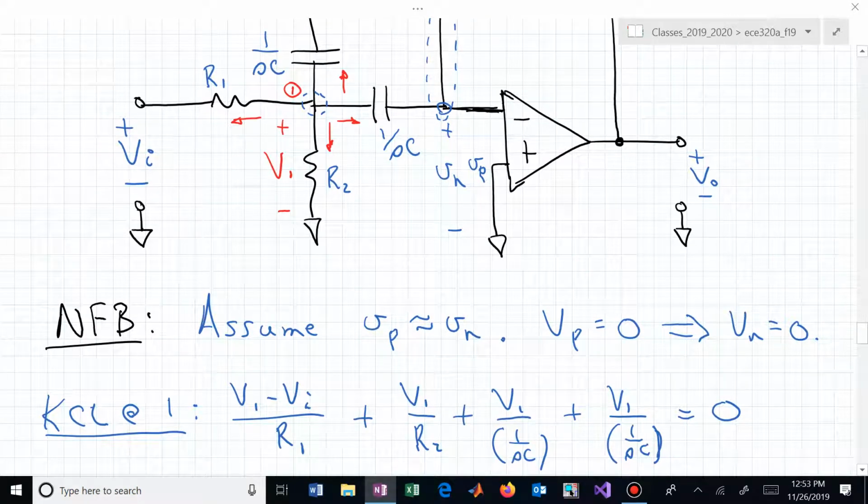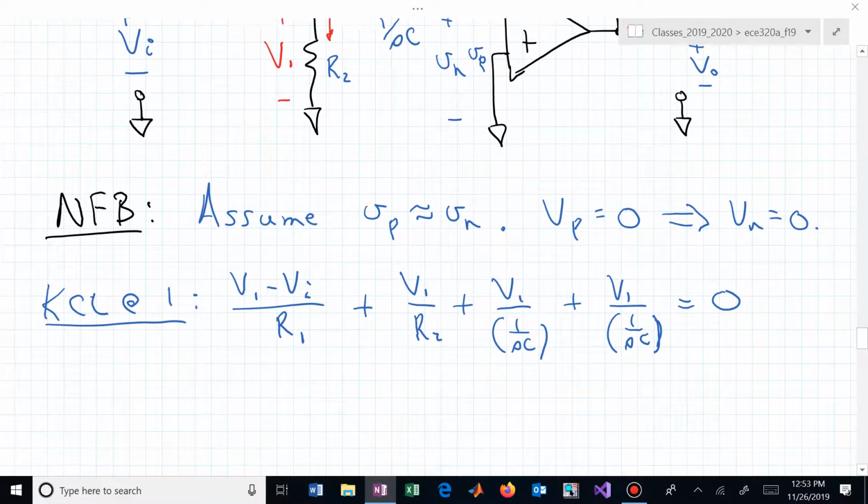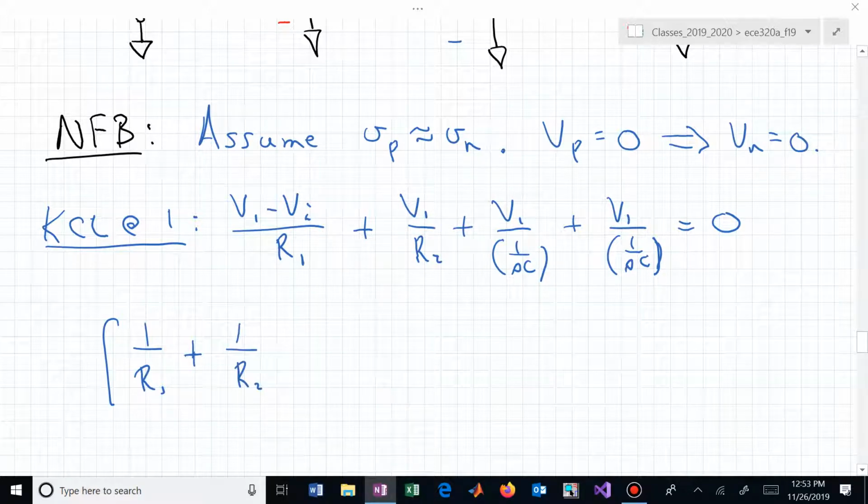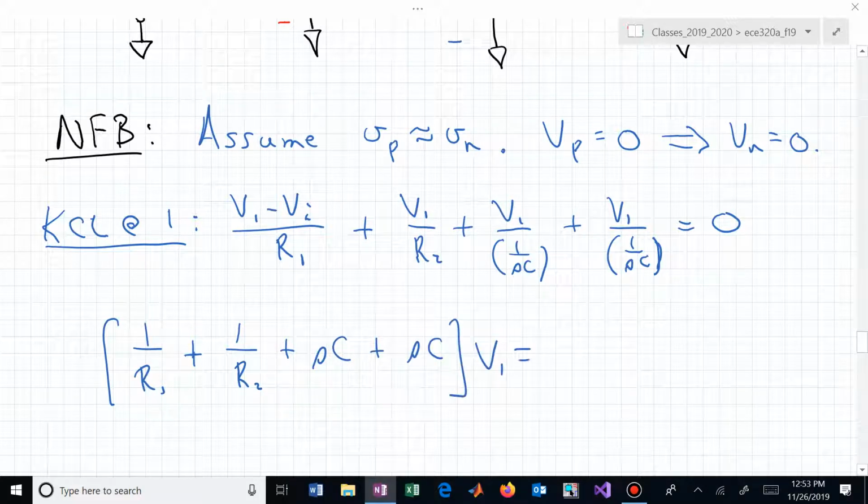Now we can combine all of the terms that scale V sub 1. We can push the V sub I term to the right-hand side of the equality sign, or add V sub I over R sub 1 to both sides, and we now have 1 over R1 plus 1 over R sub 2 plus SC plus SC, times V sub 1, is equal to V sub I over R sub 1.